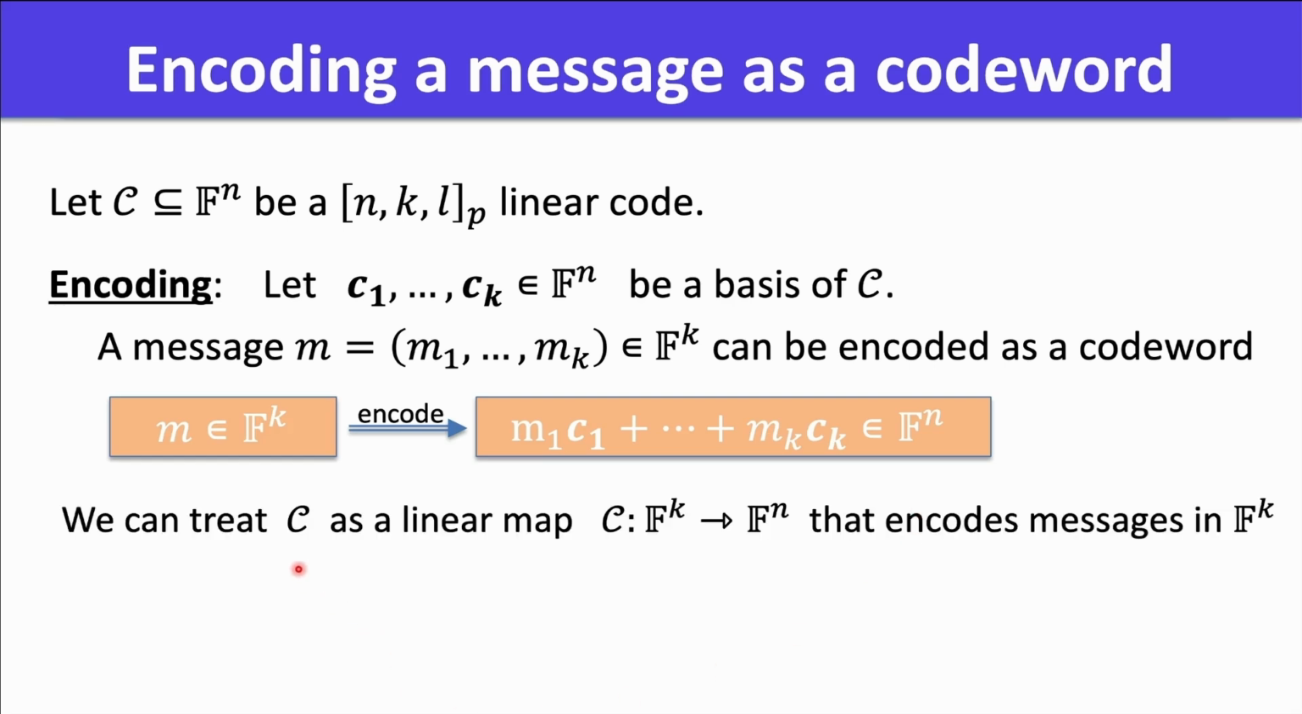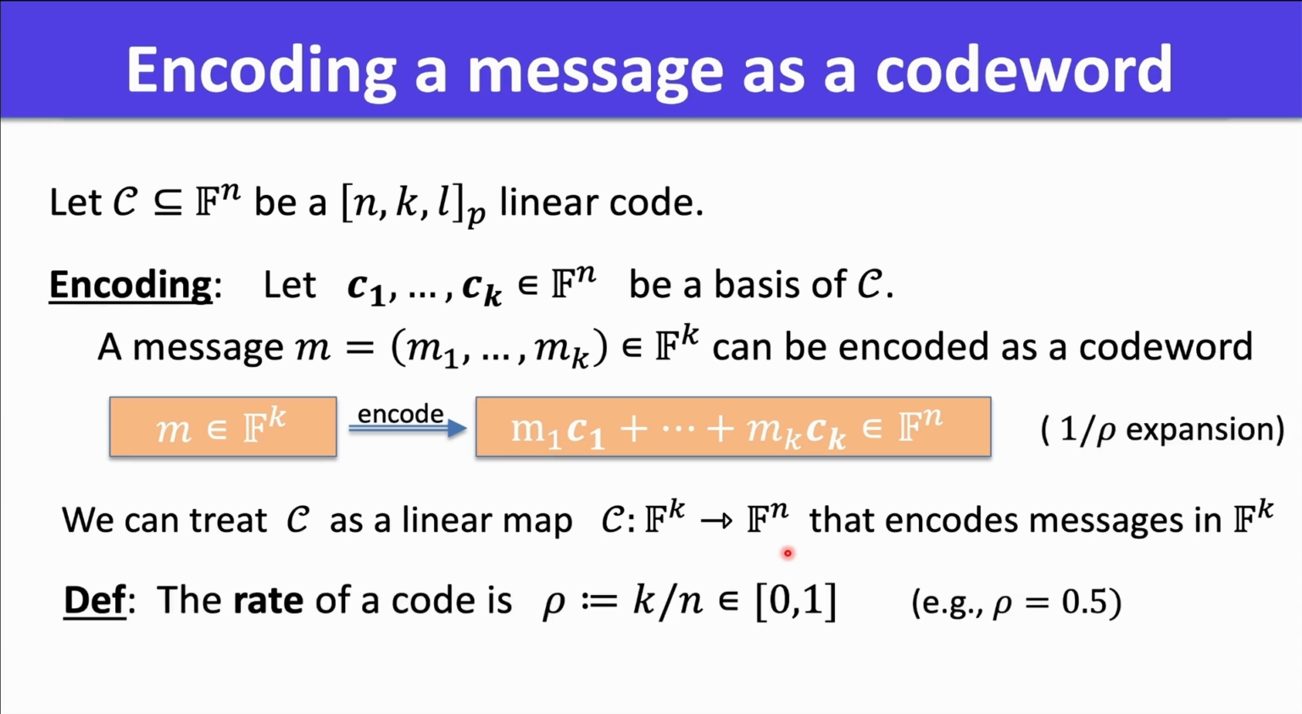In fact, we can treat a linear code as a linear map that maps messages in F to the k into code words of length F to the n, where n is bigger than k. So this map basically expands the messages a little bit to encode them into the code. Because of this, we define the rate of the code to be basically k over n. Again, this is a number between 0 and 1. And the rate of the code denotes basically how much expansion is happening as we encode messages. So 1 over rho is the expansion rate from the message to the corresponding code word. For example, in code-based SNARKs, people typically use a rate of 1/2, which means that the code word is twice as long as the message being encoded.